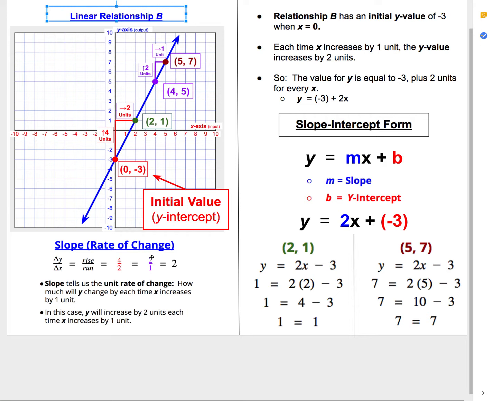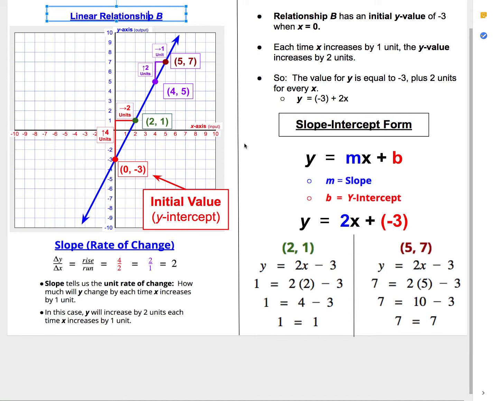We would write that as a ratio 2 over 1. These are equivalent ratios. They both simplify to 2. That's our slope. It tells us the unit rate of change. In this case, y is increasing by 2 units every single time x increases by 1 unit.